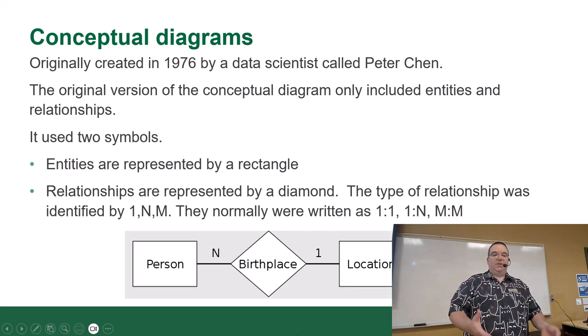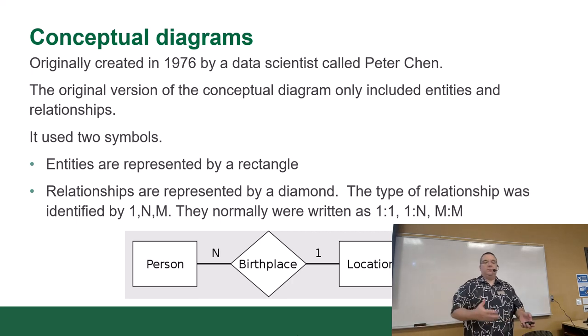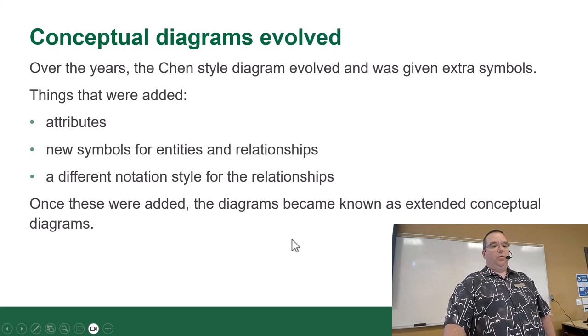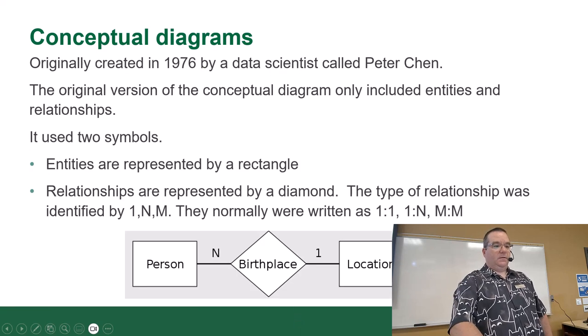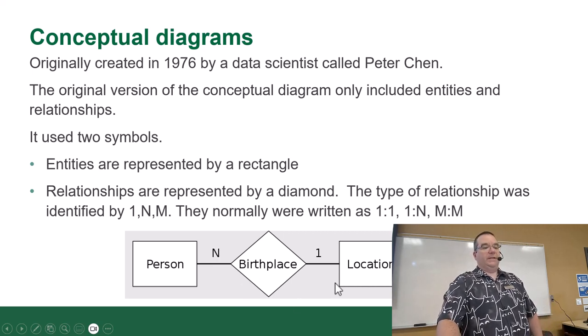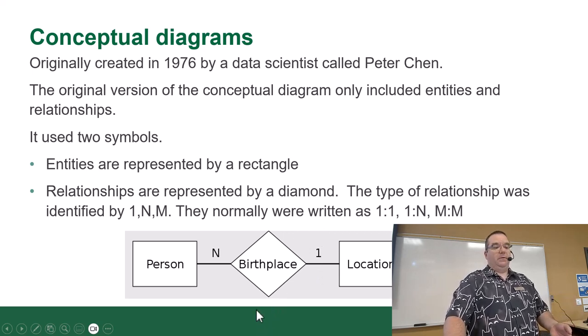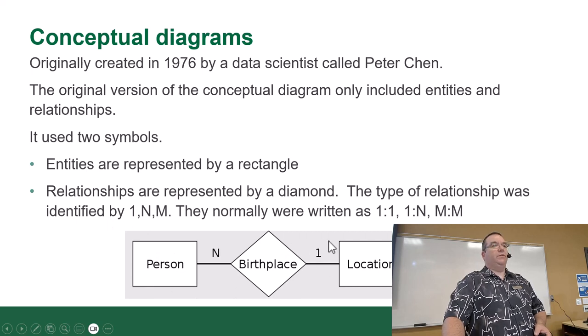There's an example at the bottom of a person and a location. Each person has a single birthplace, but each location can have multiple people born there. That's how you'd read this. Each person was born in one location, and each location can have many people, 1-N. Usually, as you'll notice, the part of the notation that identifies the relationship for a given entity is at the other end of the line. So if you're talking about the person, the one's over here. If you're talking about the location, the N is over here, saying that this location has many people, this person has one location.